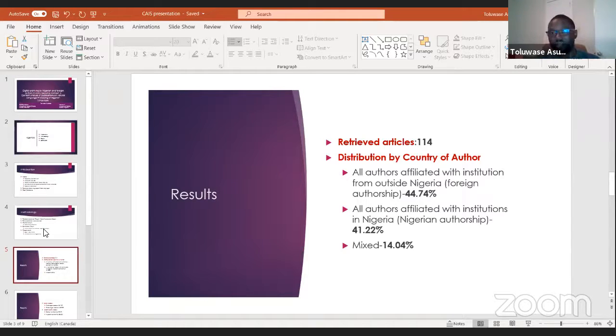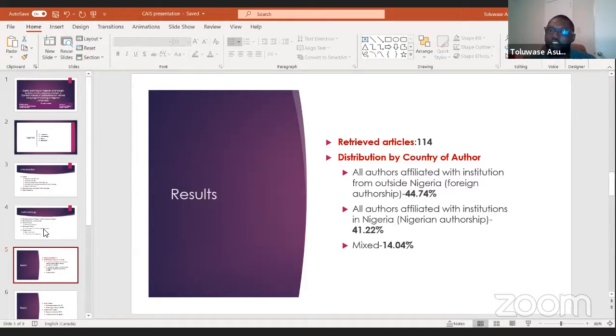So the result: 114 articles were relevant, and I looked at the distribution by country of author. Now, I had 3 categories in this distribution. I categorized articles in which all the authors are affiliated with institutions from Nigeria.